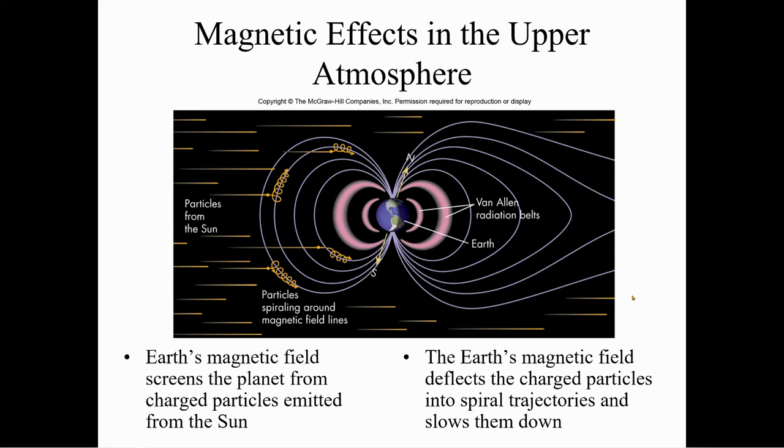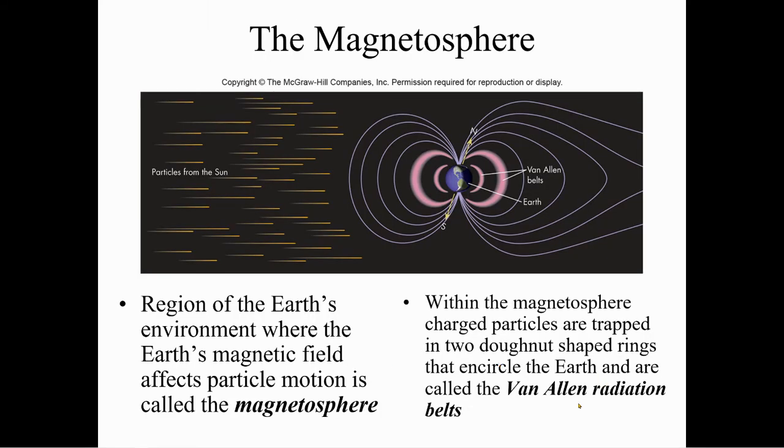So, the magnetic effects in the upper atmosphere. Notice how the sun comes in and some of the particles are blocked by the magnetic field. Earth's magnetic field screens the planet from charged particles emitted from the sun. The Earth's magnetic field deflects the charged particles into spiral trajectories and slows them down. The region of the Earth's environment where the Earth's magnetic field affects particle motion is called the magnetosphere.